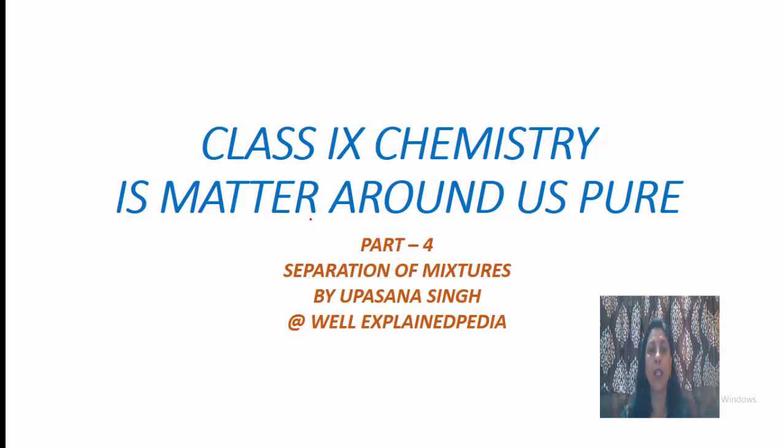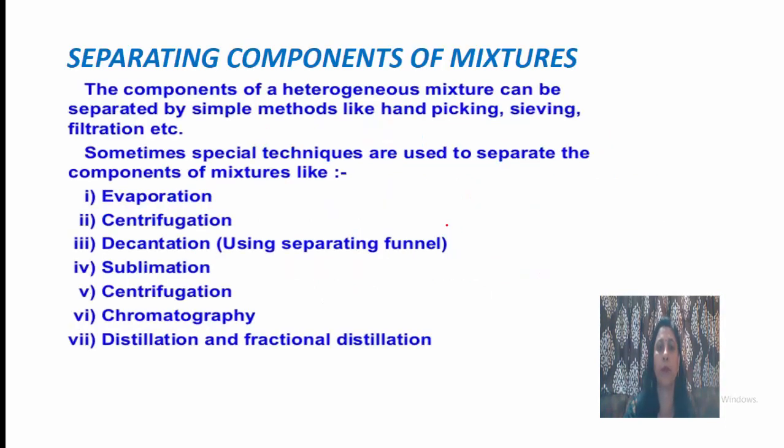Today I am here with Class 9 Chemistry, Is Matter Around Us Pure, Part 4, that is the separation of mixtures. Students, we know what mixtures are. Many of the materials around us are mixtures. These mixtures have two or more than two substances mixed in them. In our daily life, at home, and in industries, we need to separate them out. We cannot use them like this only.